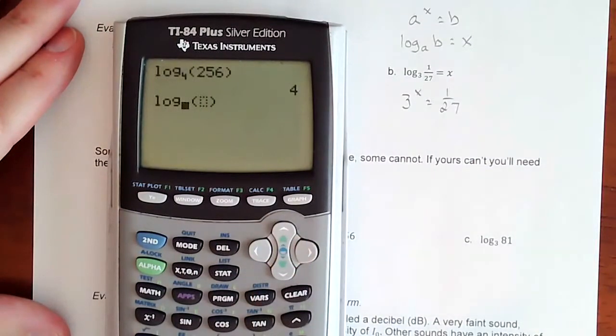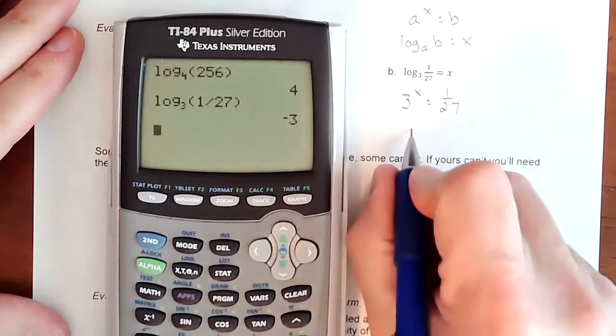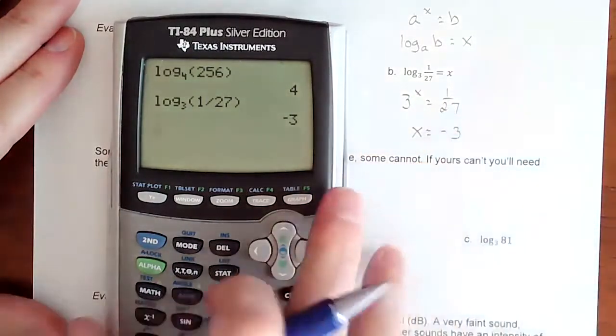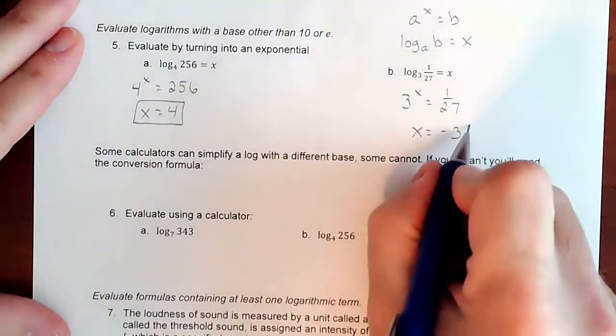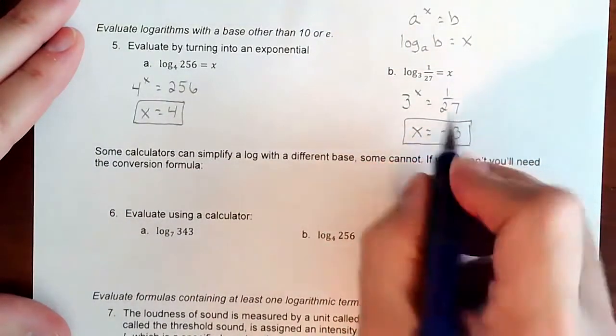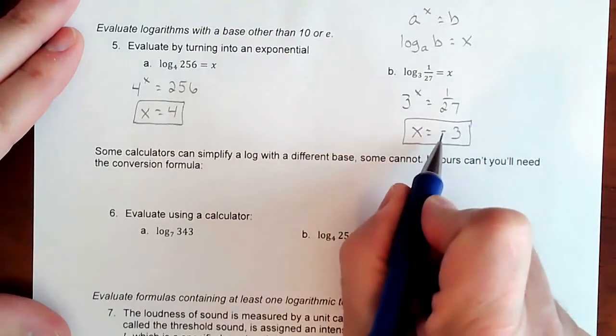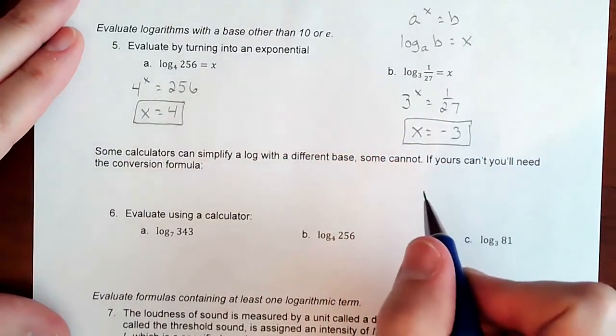Press enter on that. And I do 3, 1 divided by 27. Get out of the parenthesis, and that gets me a -3. So x equals -3. Just to go over the answer on this, 27 is 3 to the third. The negative is what brings it down into the denominator.